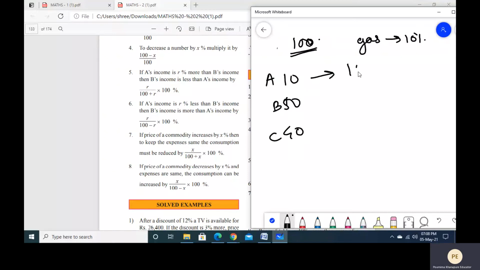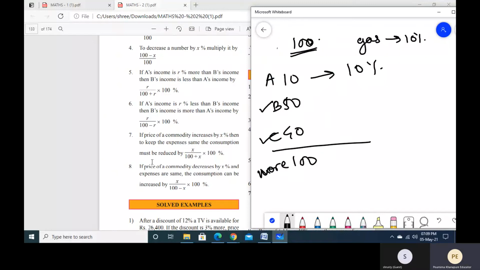If A is increasing by 10%, then the total cost will increase by some amount. So now we require more than 100 rupees in a month. But what we want is to keep the expense at 100 rupees as it is. We need to decrease one of them, either B or C, so that the total would be 100.